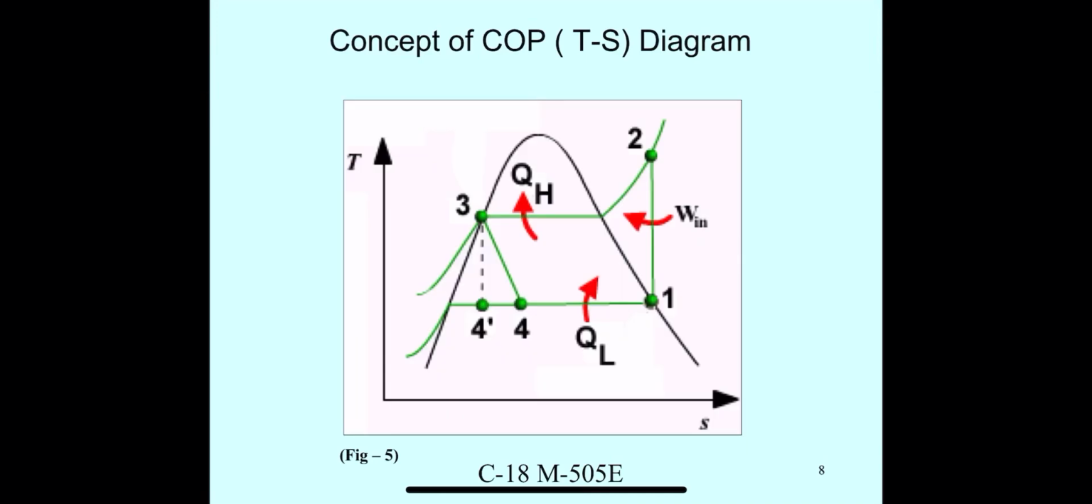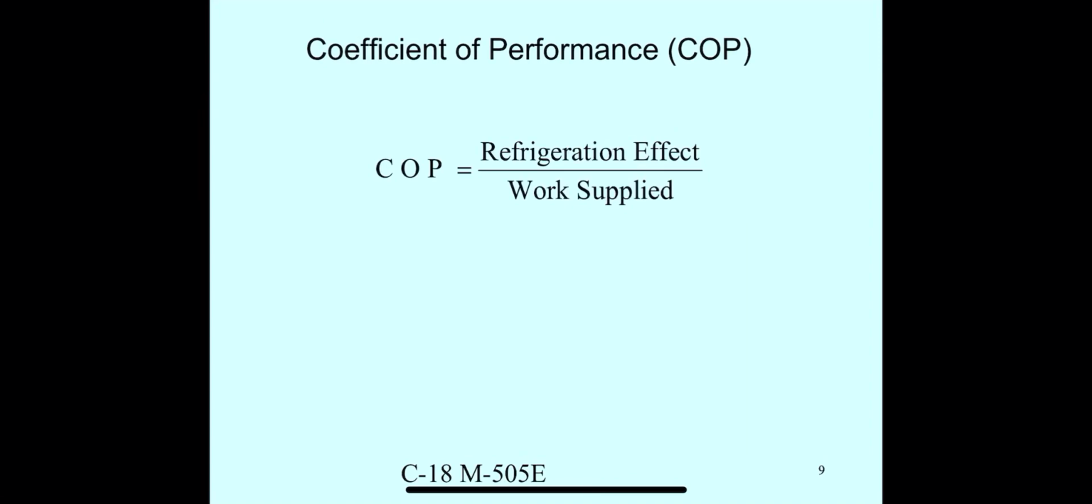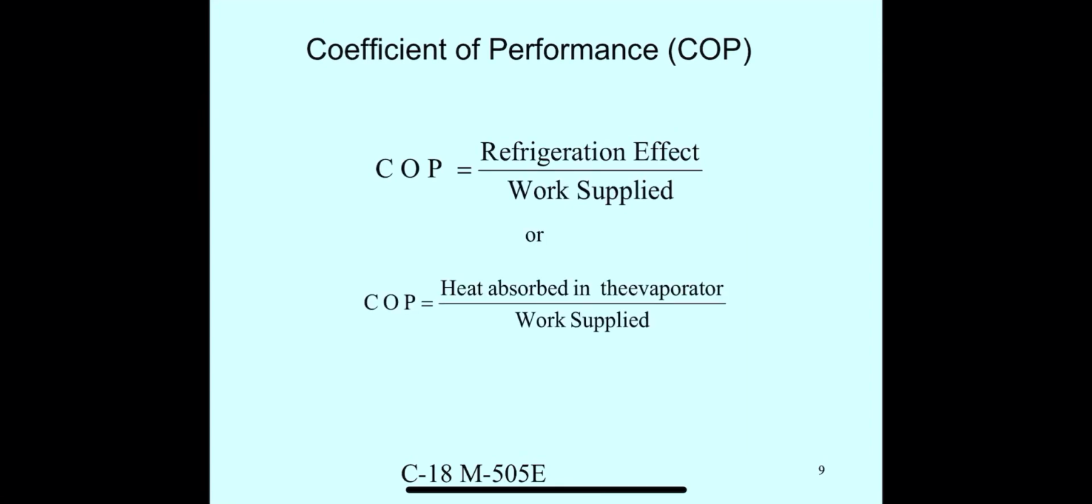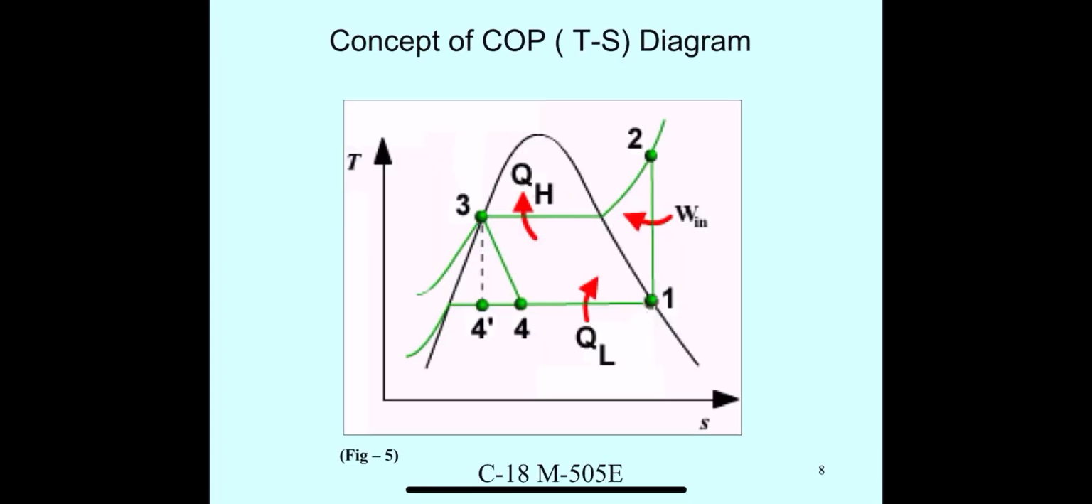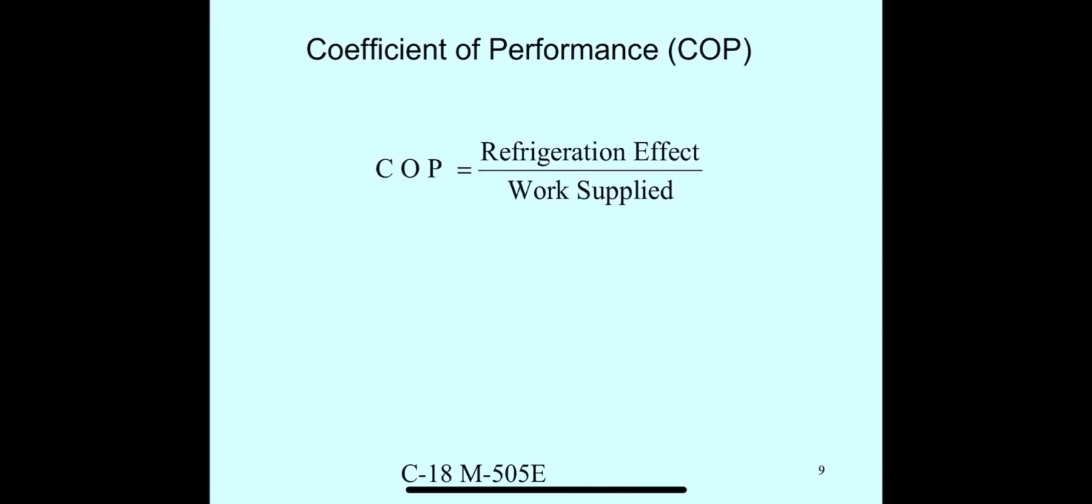Next, COP on the TS diagram. See the 1 to 2 process, work input is given. In 2 to 3 heat is removed, and in 4 to 1 heat is supplied, that is, absorbed. So heat is absorbed and heat is rejected. The COP is the net refrigeration effect by work supplied, that is, heat absorbed in the evaporator by work supplied.